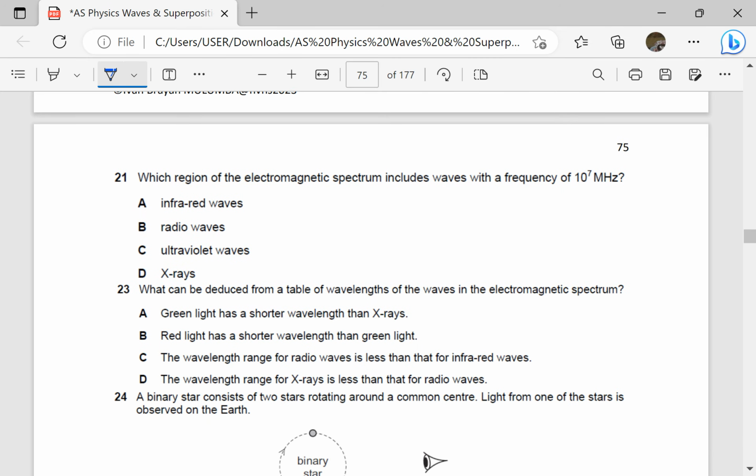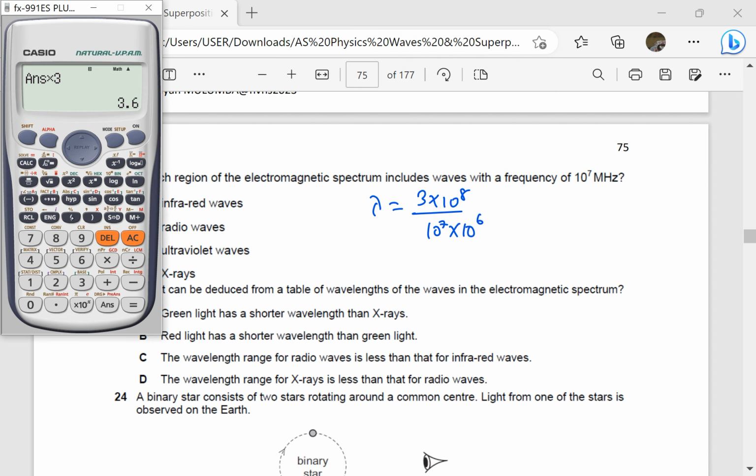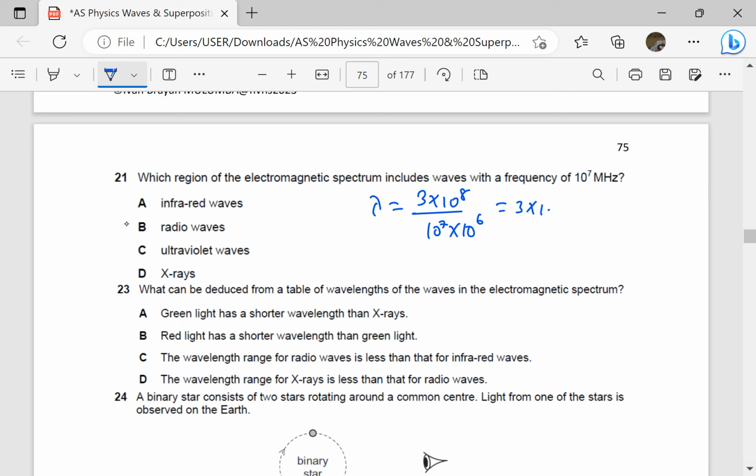Which region of the electromagnetic spectrum includes waves with a frequency of 10 power 7 megahertz? Let's check the wavelength. Wavelength is going to be v, which is 3 times 10 power 8, divided by frequency, which is 10 power 7 times 10 power 6. So this is 3 exponent 8 divided by 1 exponent 7 and 6, that is 13, which is 3 times 10 power negative 5.